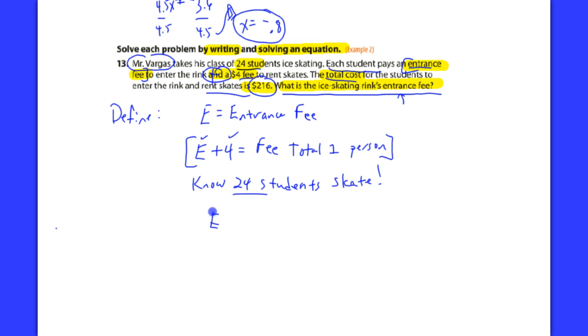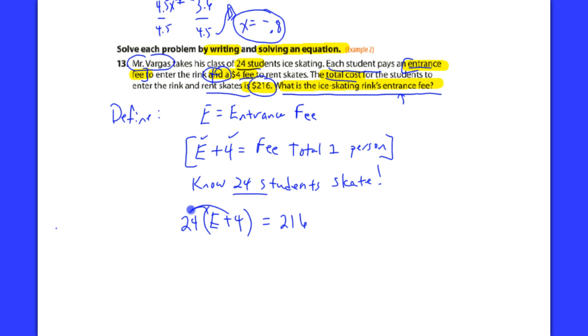We can say E plus 4 is the cost of one person, but I had that 24 times. You had 24 people that had to pay the entrance fee plus the $4 fee, and that was a total of $216. You see it? Let me recap that real quick. E plus 4: you pay the entrance fee, which we don't know, plus $4 to rent skates. And we did that 24 times, 24 times the cost of one entrance fee plus $4.